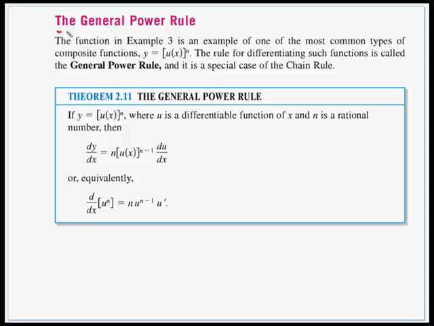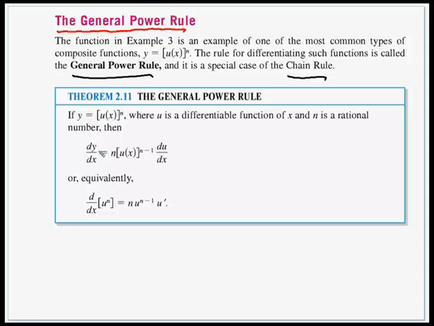And that leads us to the general power rule. When we take the power rule and add the chain rule into it, the function in example 3 is an example of one of the most common types of composites: y equals something, u of x, to the nth power. The rule for differentiating such functions is called the general power rule, and it is a special case of the chain rule. So our function is u of x to the nth power. u is a differentiable function of x, and n is a rational number.